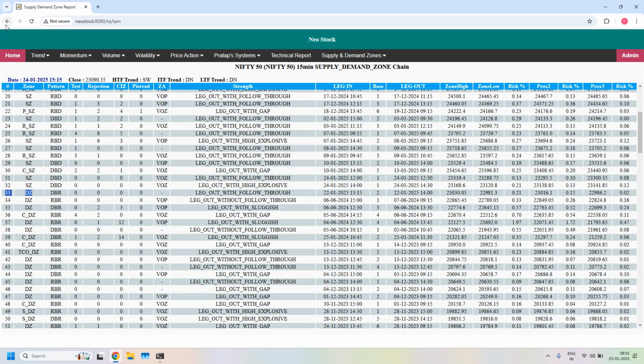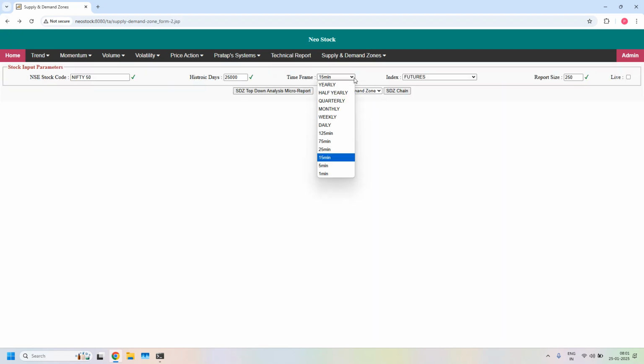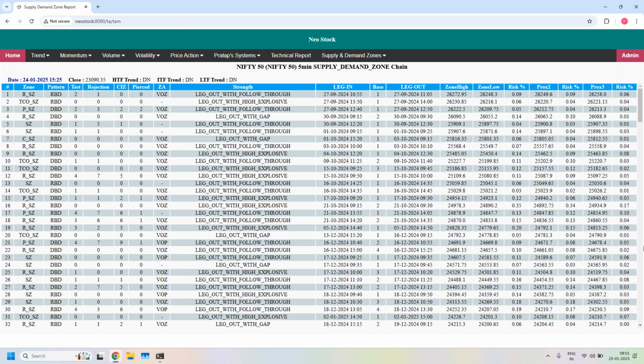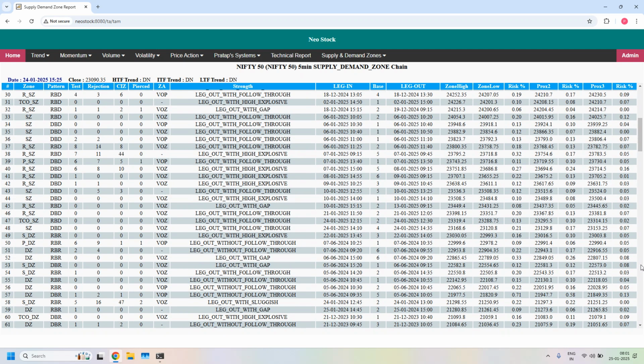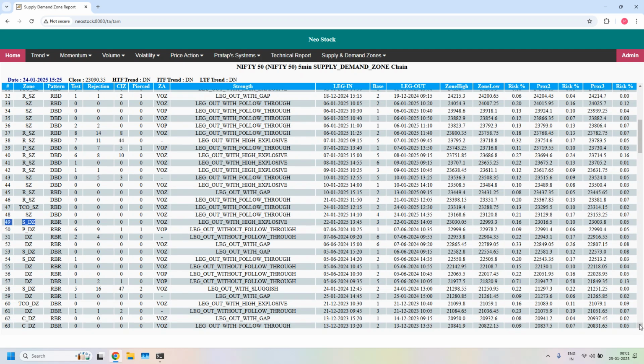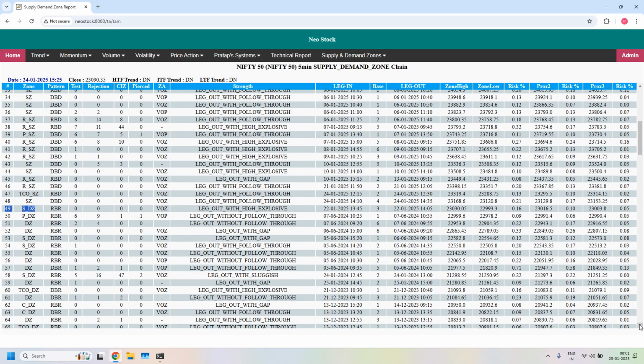Okay, next time frame is 5 minutes. 5-minute supply demand zone chain for Nifty. All these are supply zones. And 49, this is the nearest demand zone to the current closing price. Okay. So this is about Nifty supply demand zone chain.